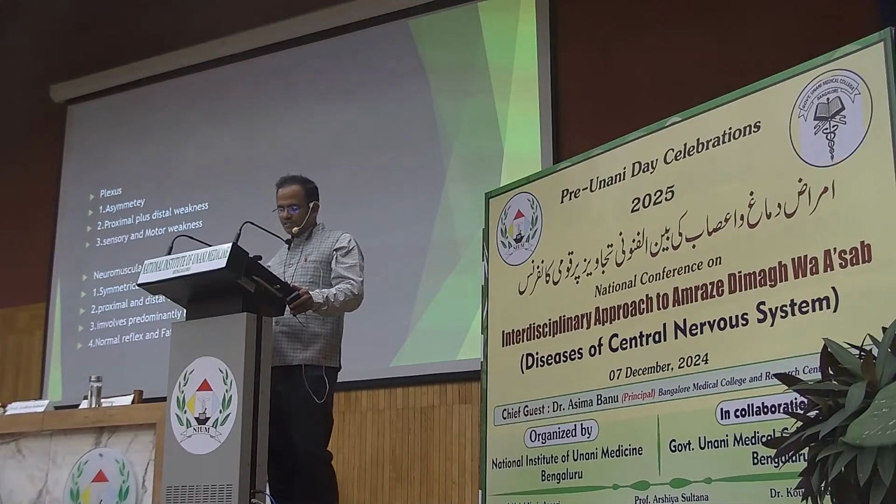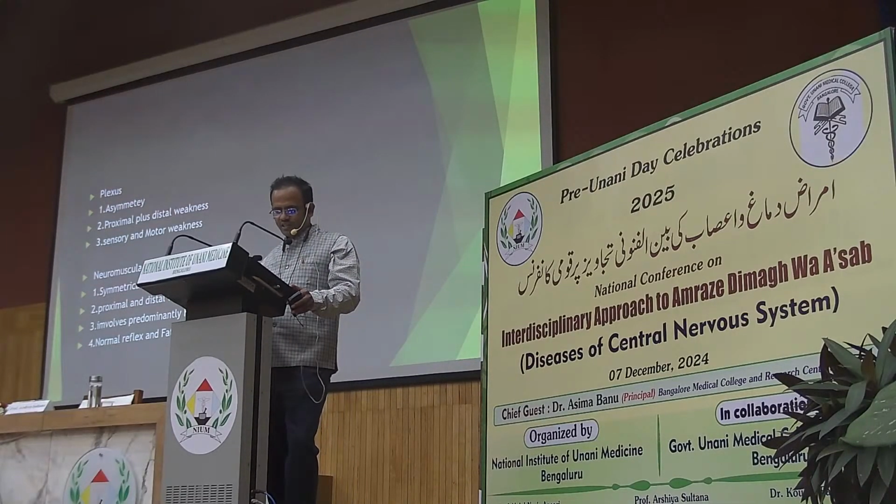Next the plexus, like it happens in the brachial plexus, like C5, C6, and like that. So usually it will be asymmetrical loss. The proximal weakness will be more than distal weakness. They will have sensory and motor weakness. Coming to the neuromuscular junction, it usually happens in myasthenia gravis. They will have symmetrical weakness. Weakness is more at the end of the day, and both proximal and distal weakness will be there. There will be involvement of facial and ocular muscles, and there will be normal reflexes, and they will have fatigue.